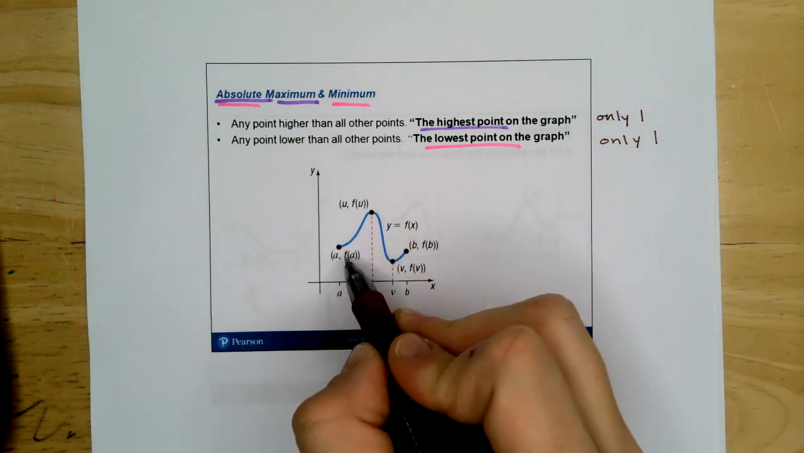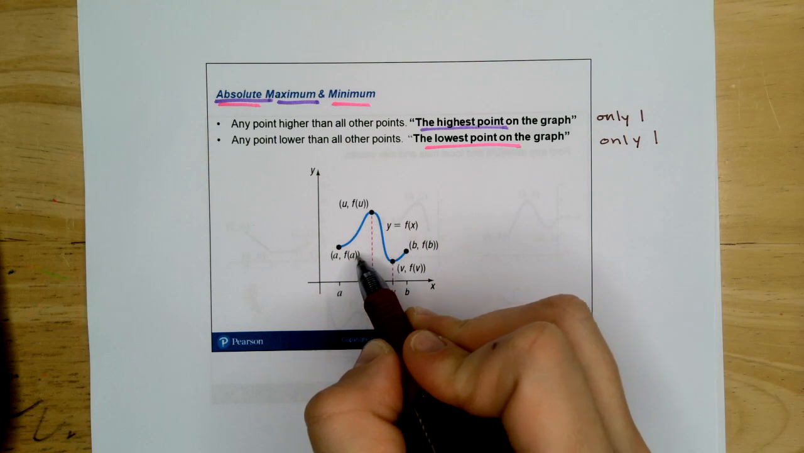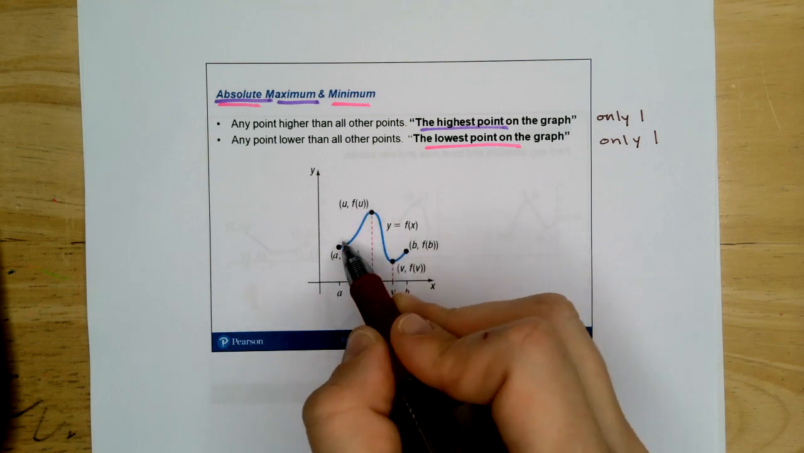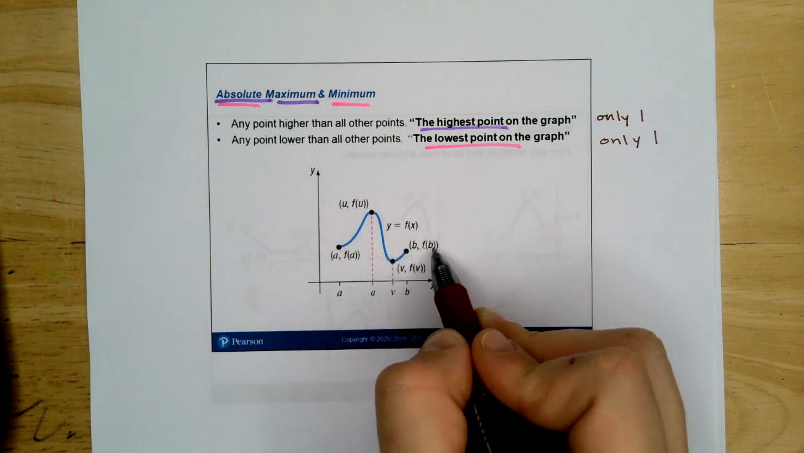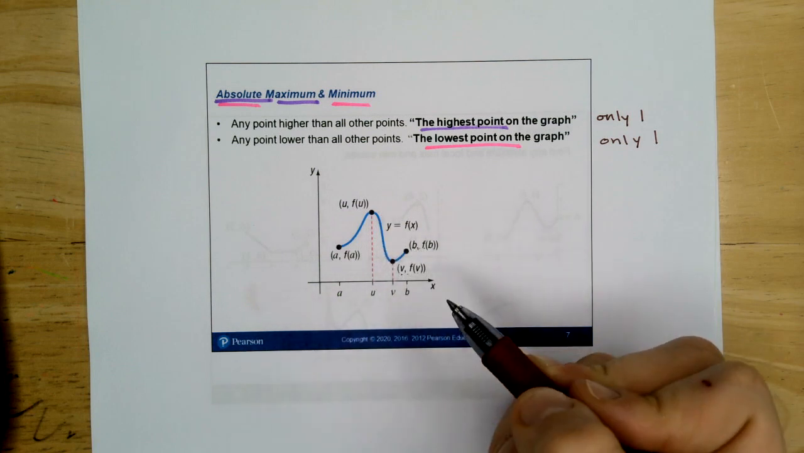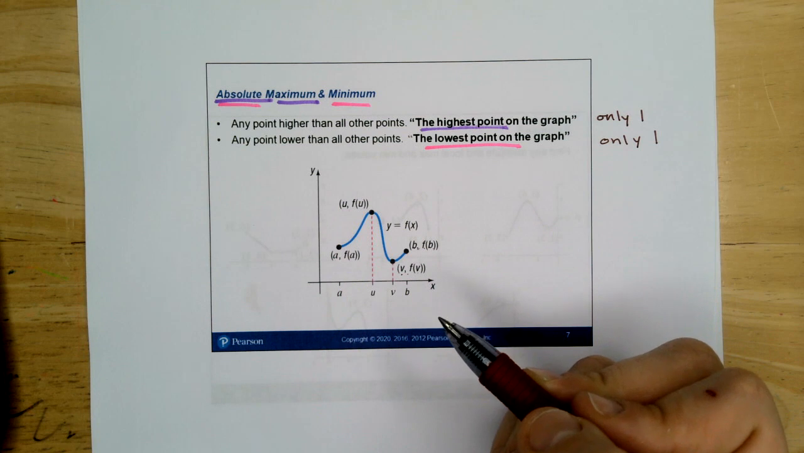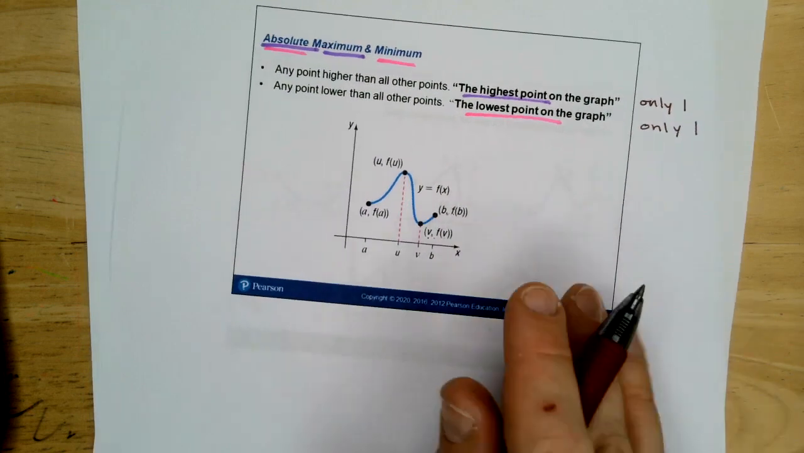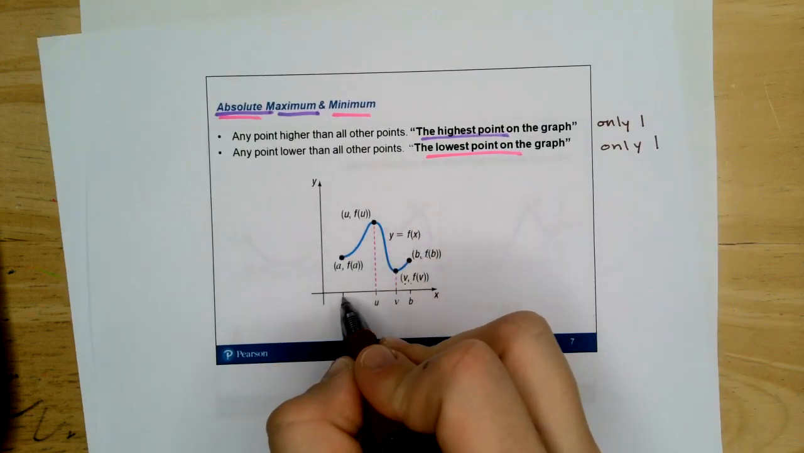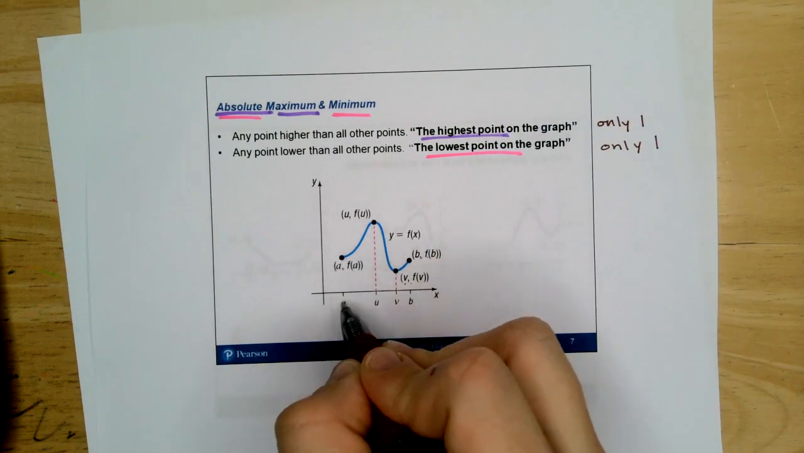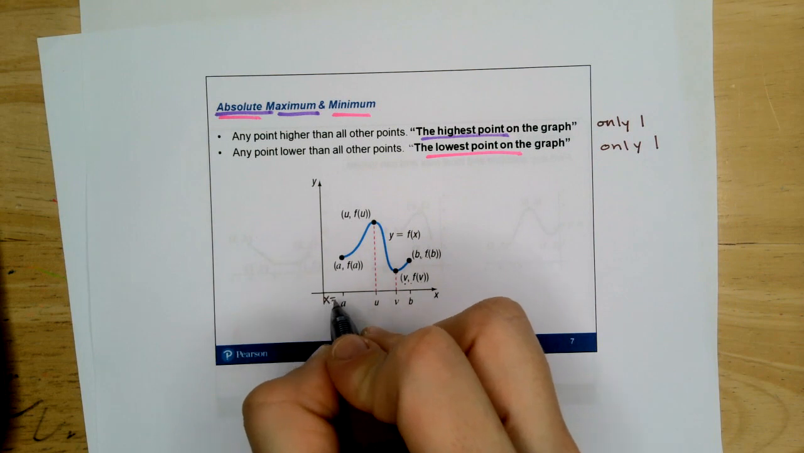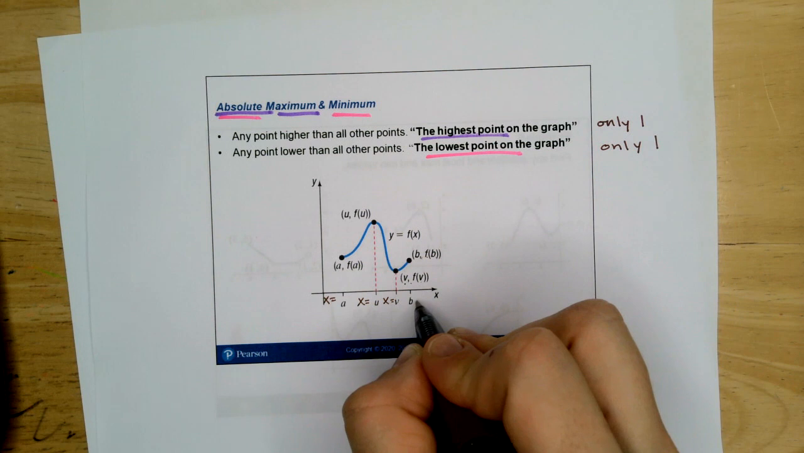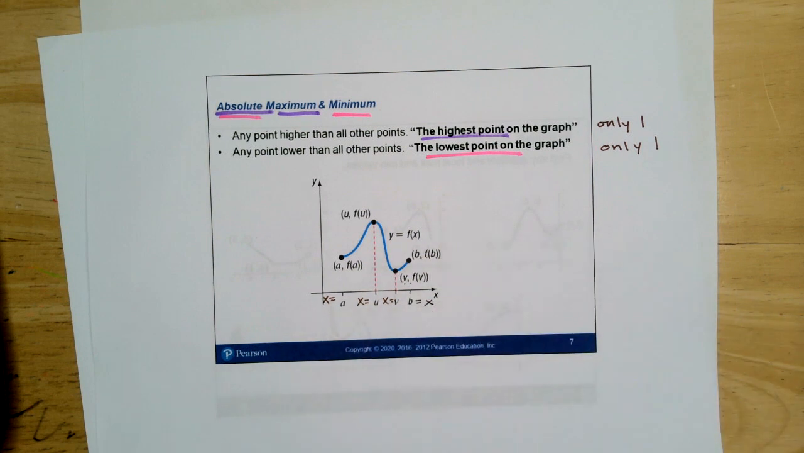So here we have a comma f of a, u comma f of u, y equals f of x, b comma f of b, v comma f of v. Oh my goodness. Got it? So those are each of our points. This is the point A on the x-axis, right? X equals A, X equals U, X equals V, X equals B, right?